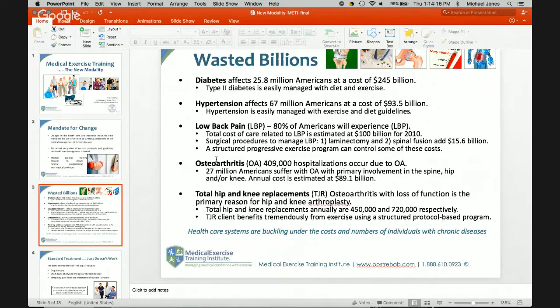Here's what we know. Our healthcare systems are buckling under the cost and numbers of individuals with chronic disease. We're losing the battle here, folks. And we're losing the battle all because we're not adding one significant component to this, which is what? Exercise. We need the exercise component in this to get started.